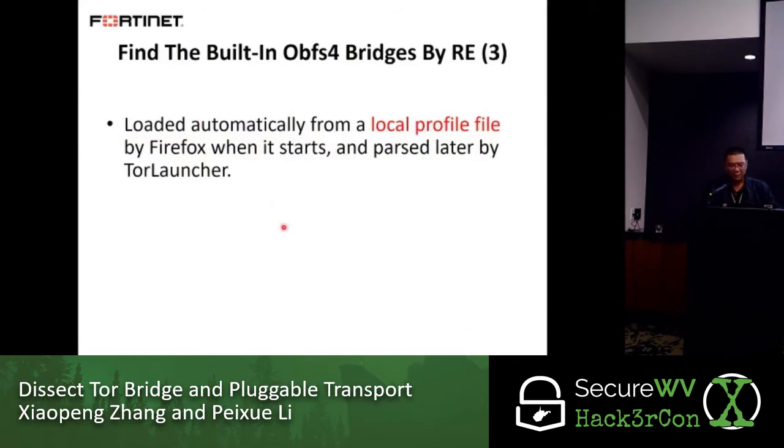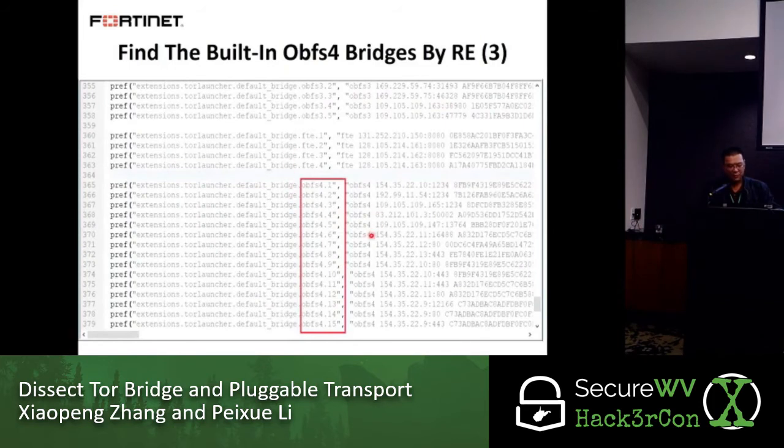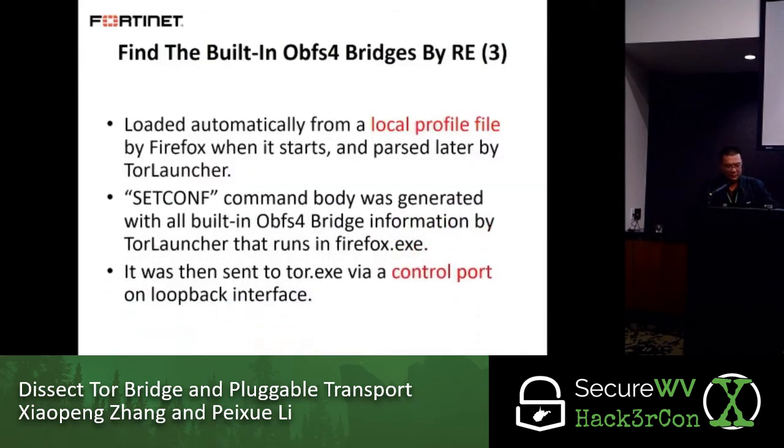The built-in OBFS4 bridges are loaded automatically from a local profile file by Firefox when it starts, and will be parsed later by the Tor Launcher extension. This is a screenshot of partial OBFS4 bridges definition in that local profile file. As you can see here, this is the OBFS4 bridge configuration line, defined in a kind of script language. Then the SETCONF command was generated with all the built-in OBFS4 bridge nodes by the Tor Launcher extension, which was sent to Tor.exe via a control port on the loopback interface.